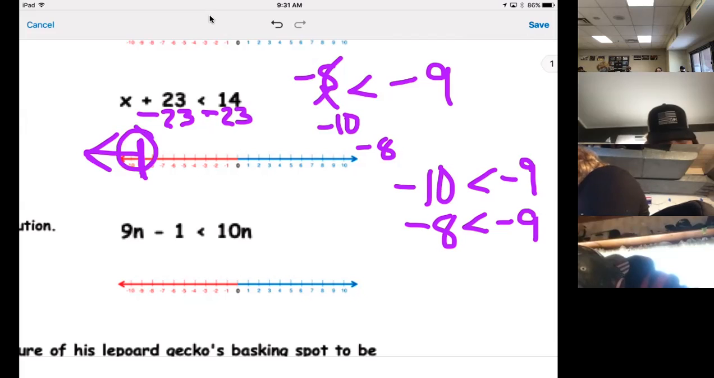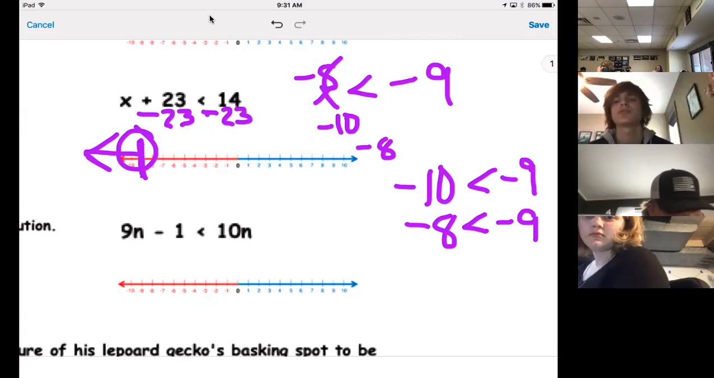Okay, now the next one's a little weird. What makes this one weird? This is open to anybody. Anybody can answer, at home or in person. What makes this one a weird one? It has multiplication because it's got that 10n and a 9n. Don't worry, we don't multiply yet. I haven't taught that to you. There's variables on both sides.